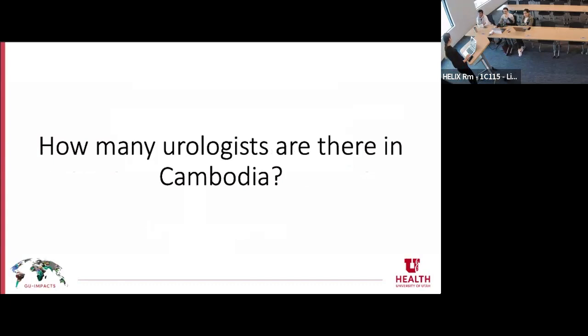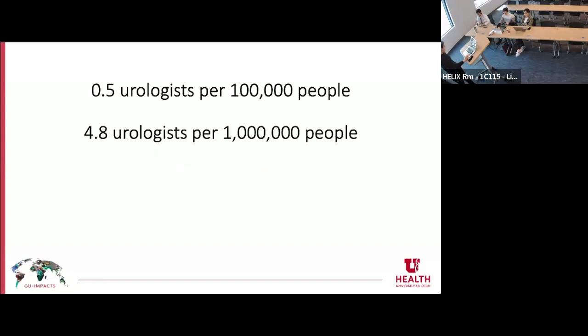And how many urologists do we think there are in Cambodia? In the whole country? It might be more than you think. I'd say maybe 1 urologist for every 250,000 people. Okay, I'd say that's a pretty good guess. So there's about 80 practicing urologists as of my visit there and conversations with the Urologic Association there. So that's about half a urologist for every 100,000 people, or about 5 urologists for every 1 million people.